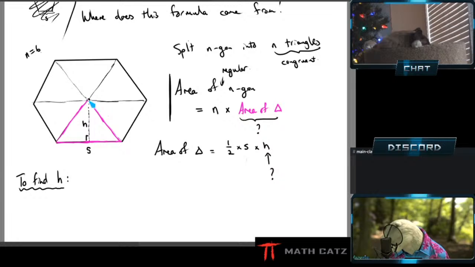If I go around this center point, all the way around is 360 degrees, right? But I have one triangle, two triangles, three triangles, four triangles, five triangles, six triangles, all contributing to this 360-degree full rotation angle.